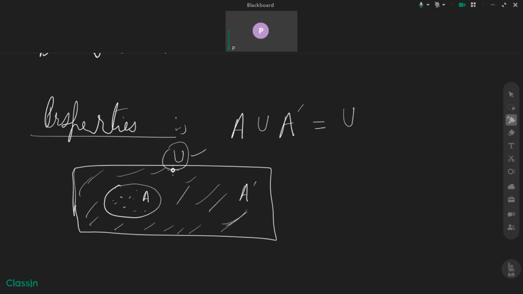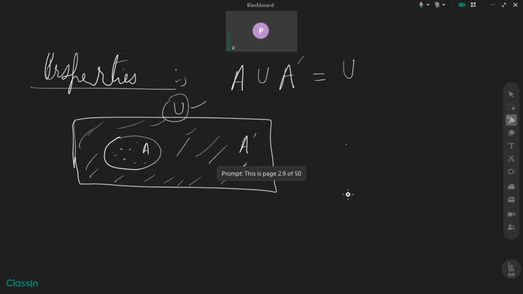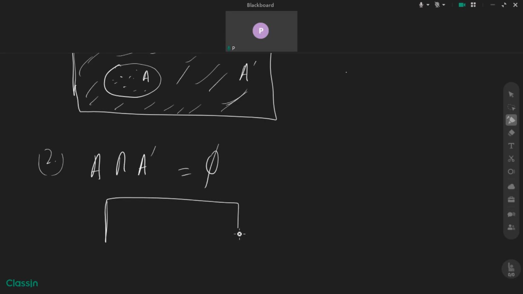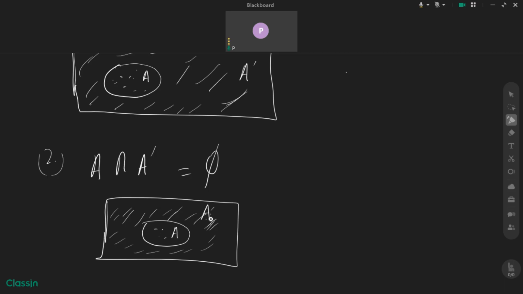Let us see the second property. The second property is A intersection A complement is equal to phi, the null set. Let us see it here. Let us say I have a set A, outside it will be its A complement. Now if we take the intersection, we'll have no element common between A and its A complement. So A intersection A complement will be phi.